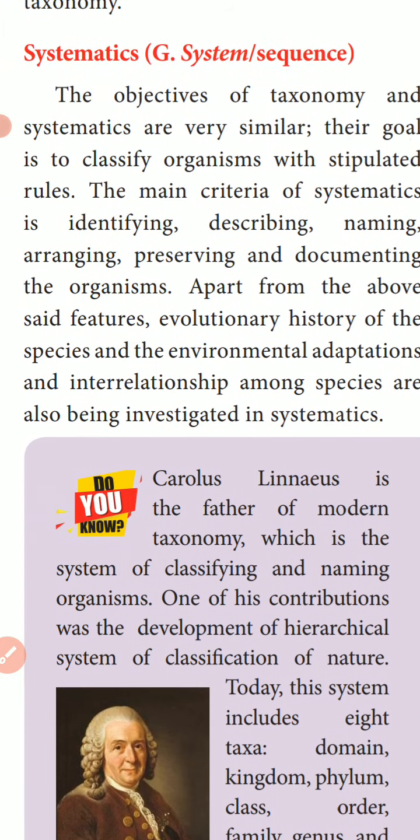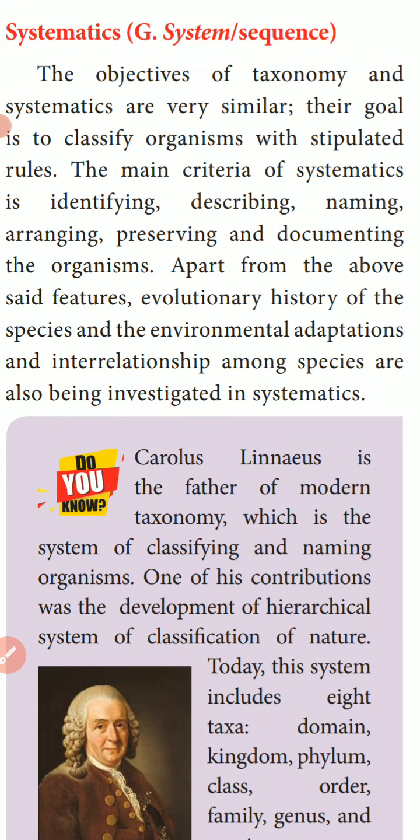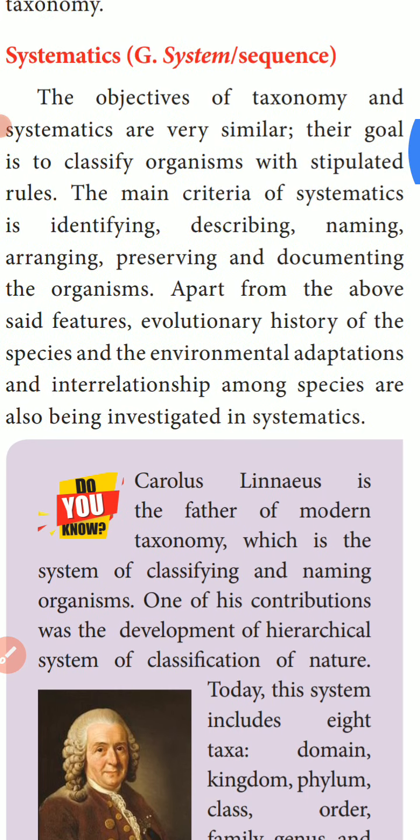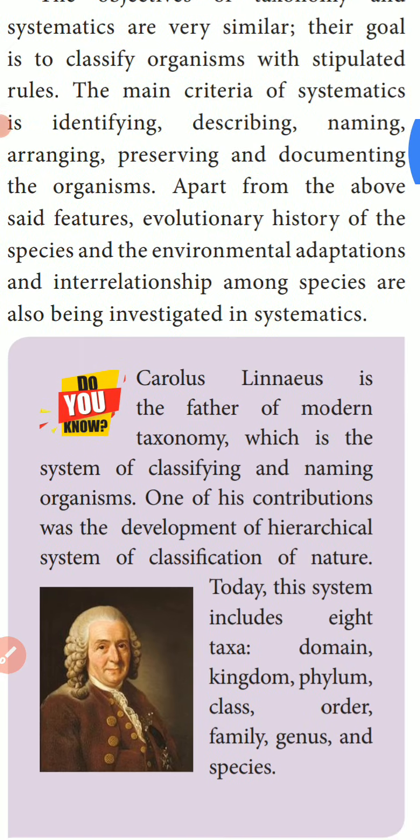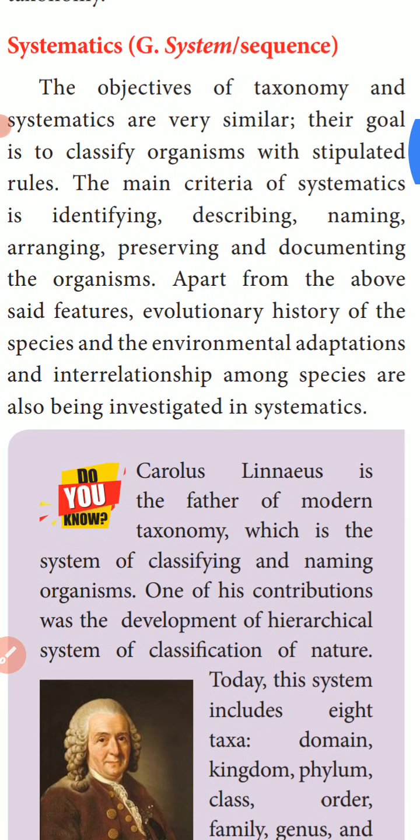The goal is to classify organisms with the stipulated rules. The aim is to classify the organism with particular rules. The main criteria of systematics is identifying, describing, naming, arranging, preserving, and documenting the organisms. Apart from these features, the evolutionary history of species can also be studied with systematics.